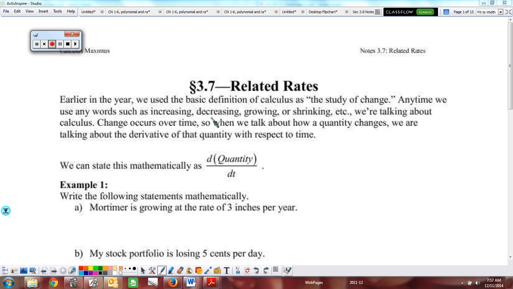All right, so we've seen one type of application for derivatives so far, and that is our particle motion problems. So now we're going into our second type of application that we're going to be looking at, which are word problems where we're looking at related rates. The big thing with these types of word problems is there are going to be several types of word problems that we look at in calculus.